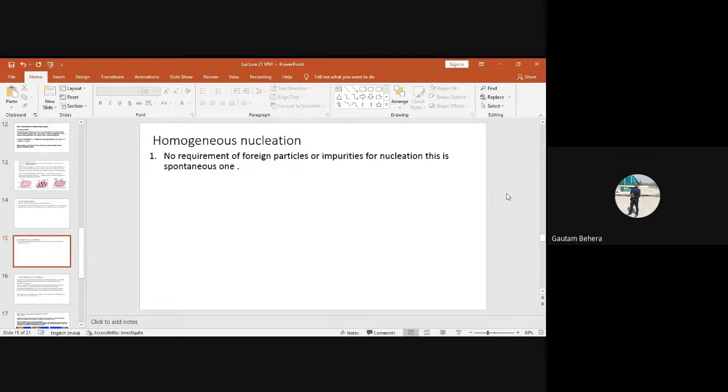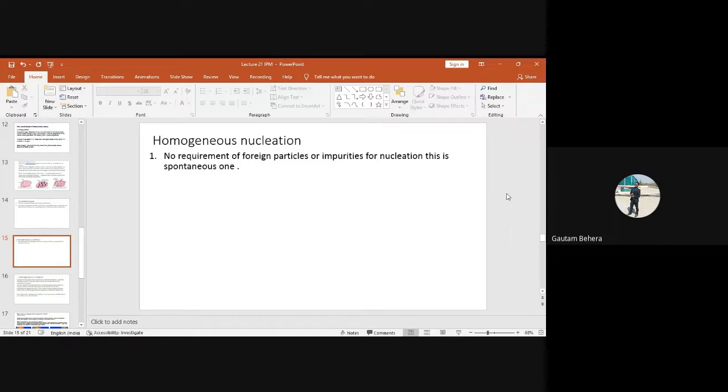And homogeneous nucleation does not require any kind of foreign particles or impurities for nucleation. You have to remember, homogeneous nucleation is a spontaneous process. Automatically it will happen. It does not require any kind of foreign particles inside it.